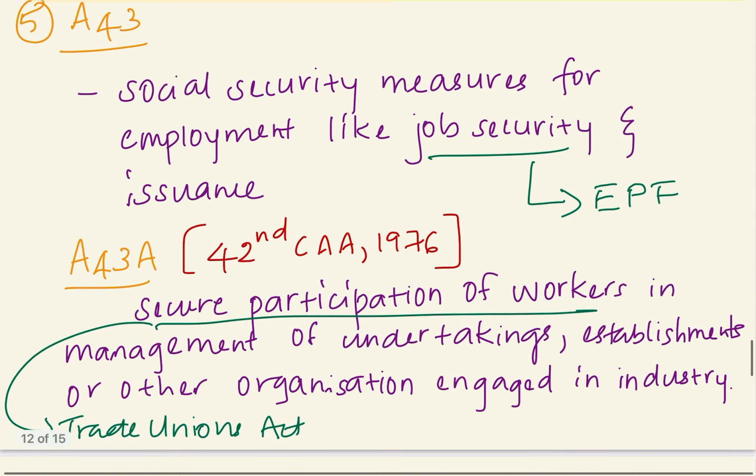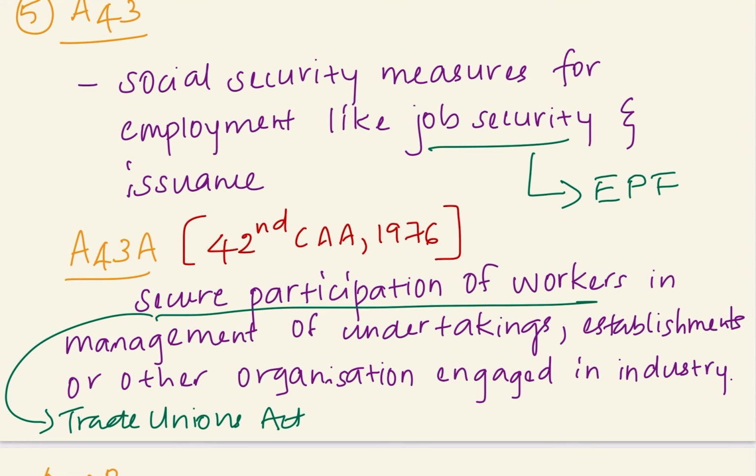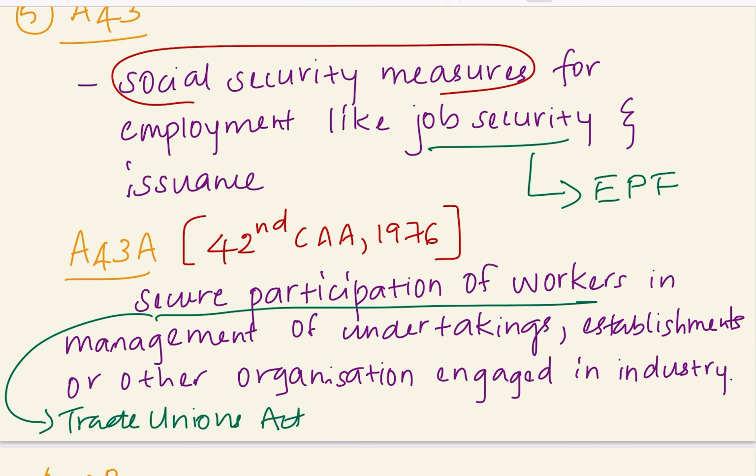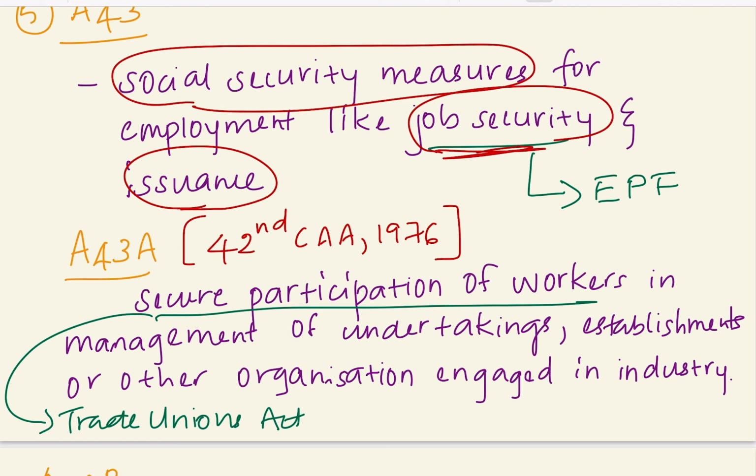Next we have Article 43. Article 43 says social security measures for employment, like job security and insurance. There has to be job security, and there has to be social security measures for employed people. To enhance this job security, we have the concept of EPF, the Employee Provident Fund.